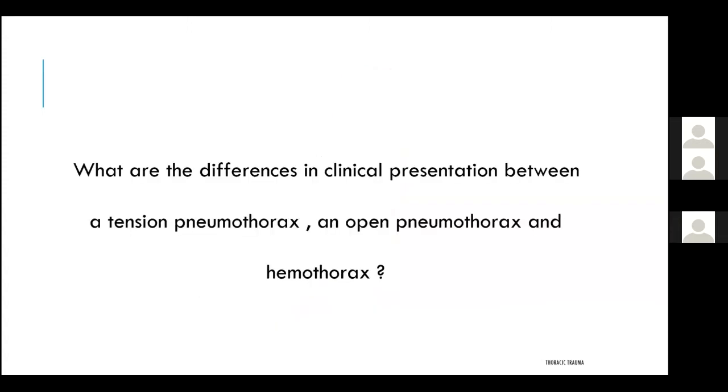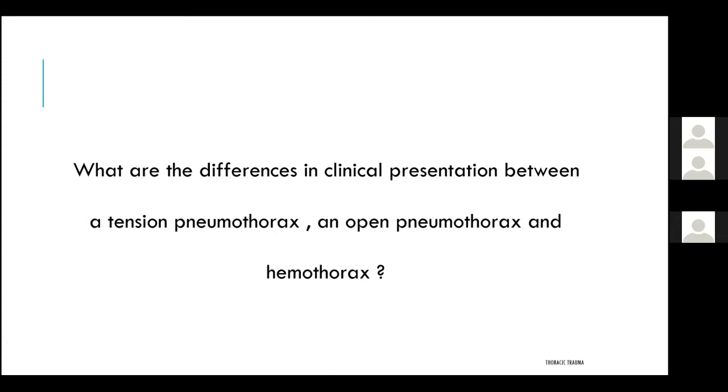Okay, so what is the question now? What is the difference in clinical presentation between tension pneumothorax, open pneumothorax, and pneumothorax? So I'll make it easy. Tension pneumothorax: the word tension means an unstable patient. So the difference between pneumothorax, tension, and open pneumothorax is only the word tension, meaning an unstable patient. Pneumothorax is the same: you will find decreased air entry on the right side, and percussion will be hyperresonant. If you differentiate from hemothorax, there will also be decreased air entry on the same side and dullness on the same side.